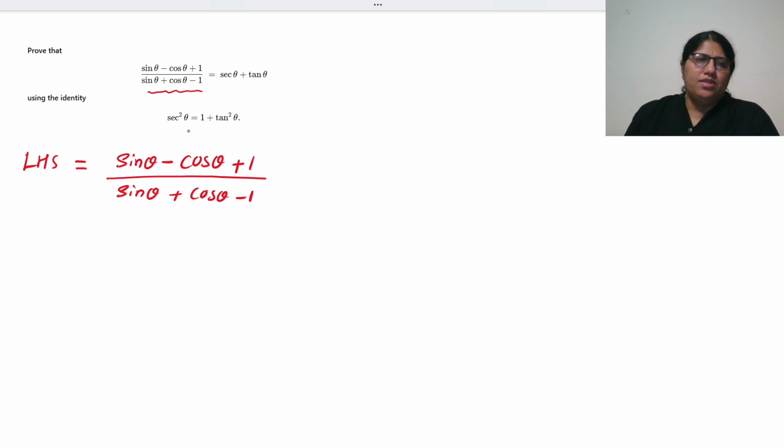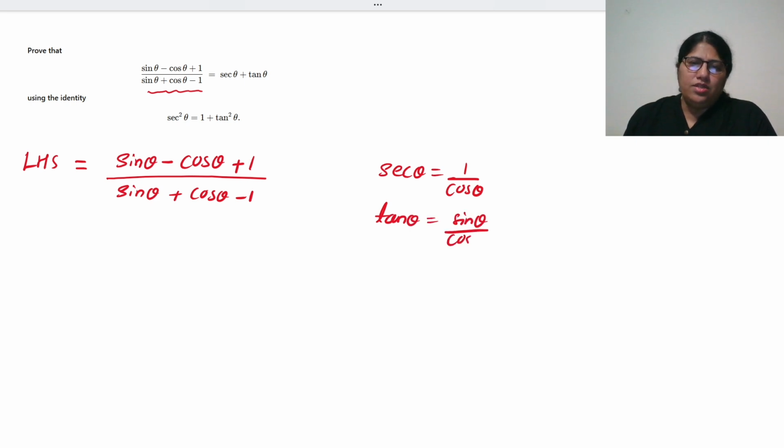Now I need to use the identity 1 plus tan square theta is sec square theta. I see the terms in the numerator and denominator in terms of sine theta and cos theta. You should know that you get sec theta when you divide by cos theta, and you get tan theta when sine theta is divided by cos theta. Now what can I do here? This kind of question you need to convert your terms into sec and tan. So what do I do?